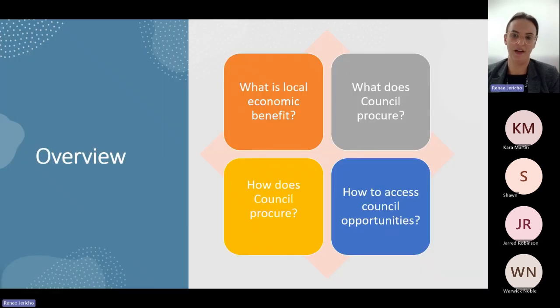So in today's webinar, I'm going to be talking about what local economic benefit is and how council measures it, the different types of goods and services council buys, how council procures these goods and services, including our procurement methods, the evaluation processes, the critical information council needs and some tendering tips, how local suppliers can access opportunities to supply to council through our website and e-procurement platform, VendorPanel. And at the end, there will be an opportunity for participants in the live session to ask questions and provide feedback.